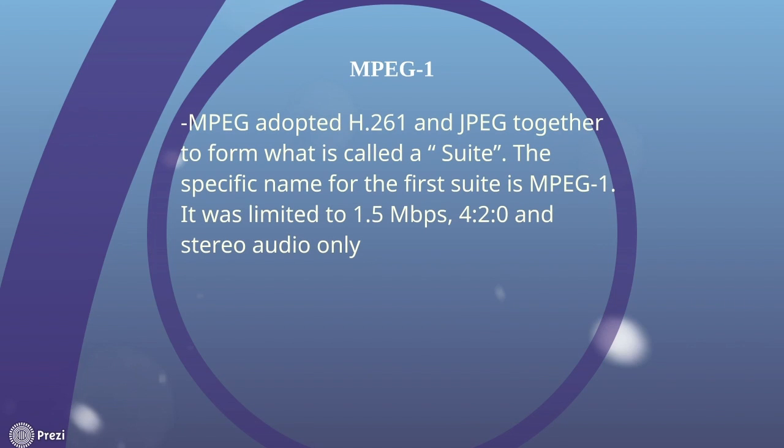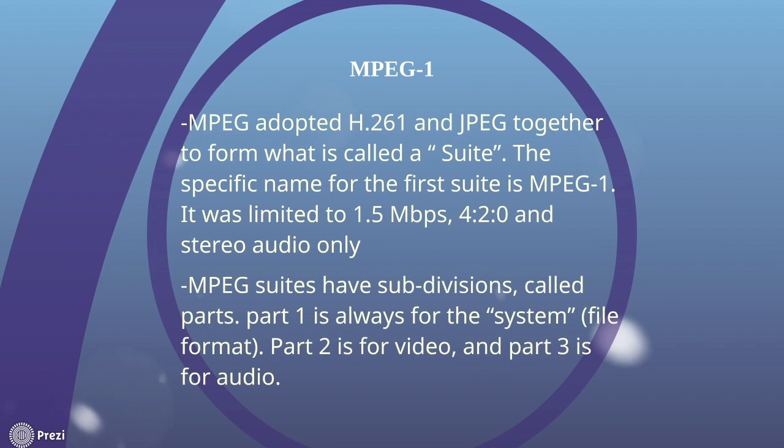MPEG adopted H.261 and JPEG together to form what is called a suite. The specific name for this first suite is MPEG-1. It was limited to 1.5 megabits, 420 and stereo audio only. MPEG suites have subdivisions called parts. Part 1 is always for the system file format, Part 2 is for video, and Part 3 is for audio.